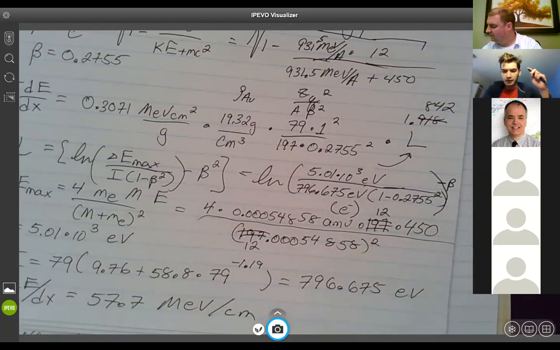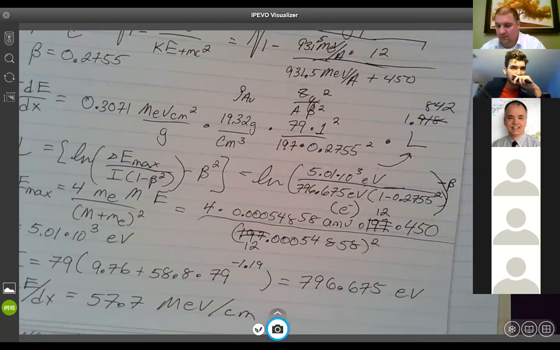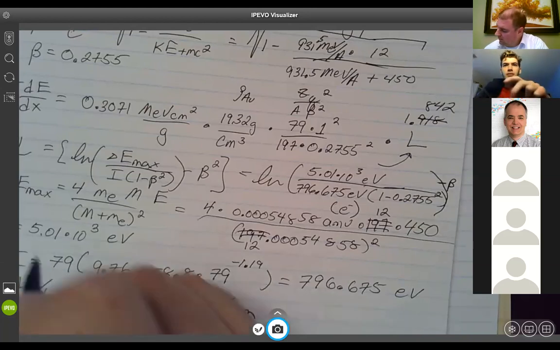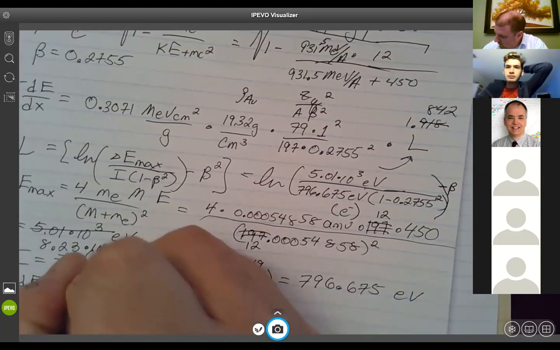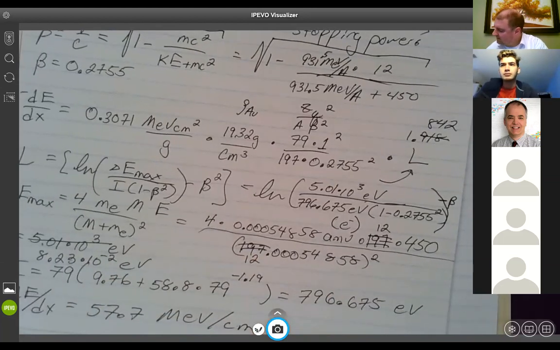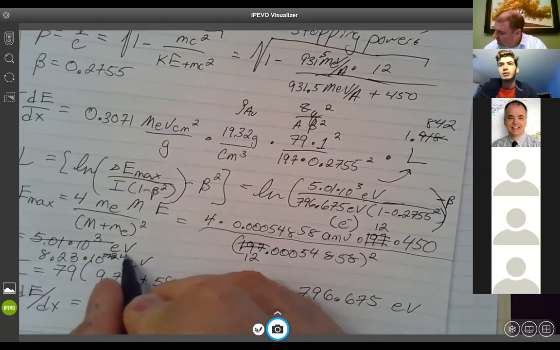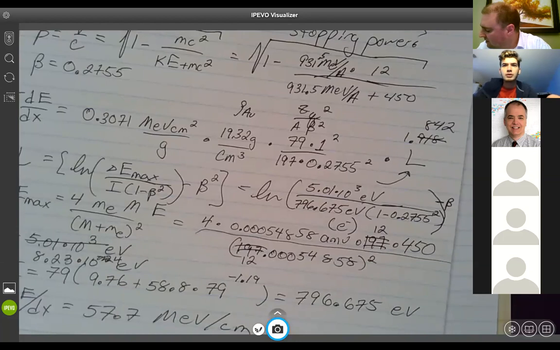And then the other question on the beta block equation, that Q, is that the charge on your particle as well, right? Yes. Okay. So my new delta Emax is 8.23 times 10 to the 4th eV.